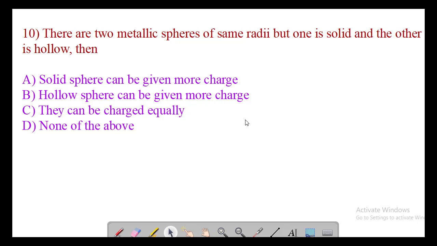Now see, whenever we are depositing any charge on any conductor, the charge resides on the surface. So the more the surface area, the more charge can be deposited, but here they have the same radius, so the surface area will be the same. So whether the sphere is solid or hollow, the charge deposited on them can be equal. It is not that one of them will have more and the other less, so they can be charged equally. This is the correct answer.